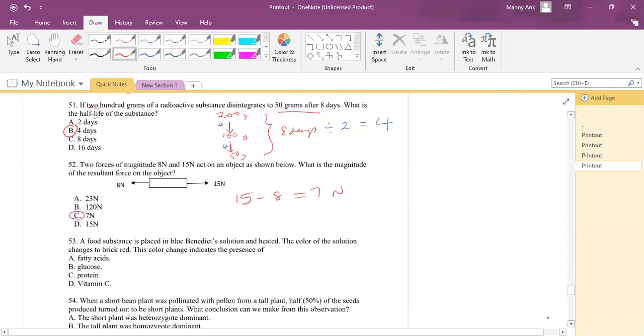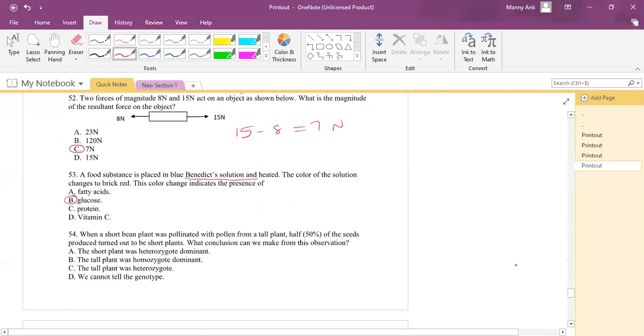Okay, number 53. A food substance is placed in blue Benedict solution and heated. The color of the solution turns brick red. So the blue becomes brick red. The color change indicates the presence of, then you test, this is testing you on what Benedict solution does. So Benedict solution, you can use to test for the presence of reducing sugars. An example of that is glucose. Test for glucose. It turns Benedict solution brick red. Purple or blue becomes brick red.